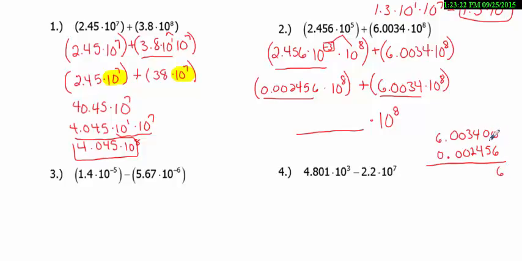0 plus 6 is 6. 0 plus 5 is 5. 4 plus 4 is 8. 3 plus 2 is 5. We have zeros here. We have the decimal point, and we have 6. And so the coefficient for the final answer is 6.005856. And here is our final answer.